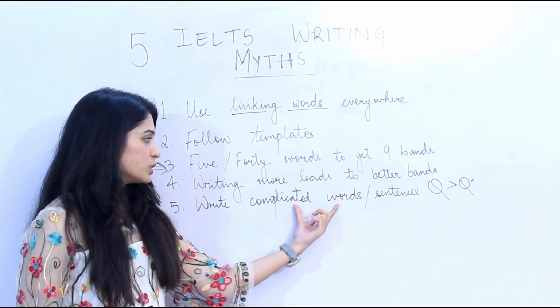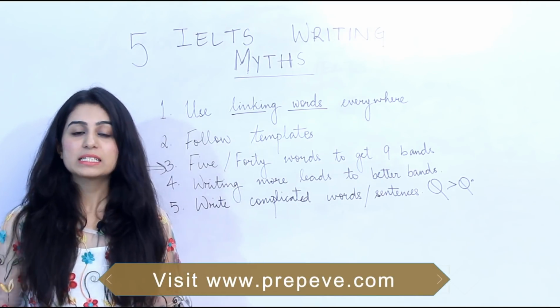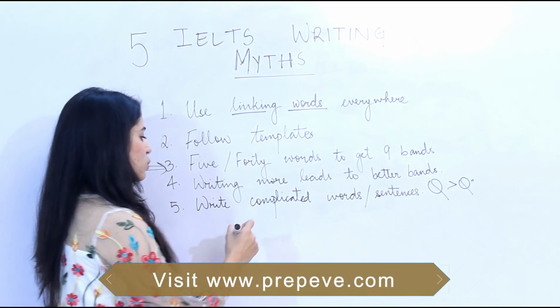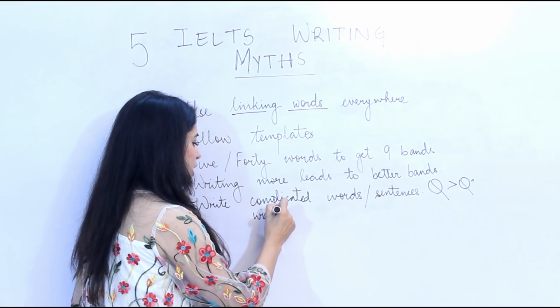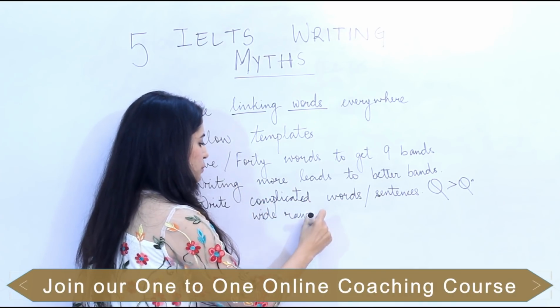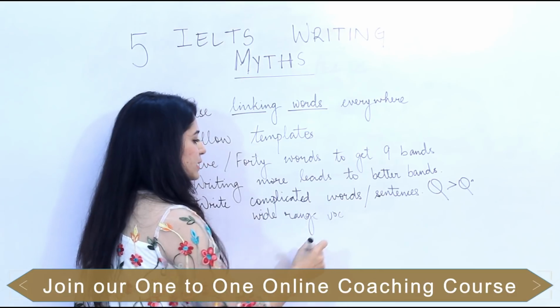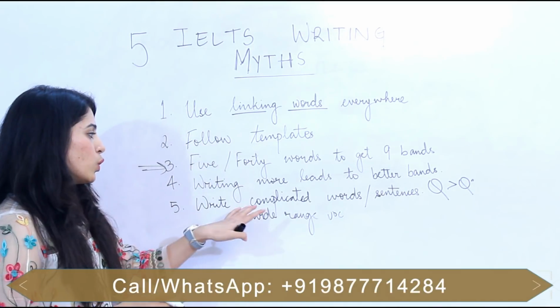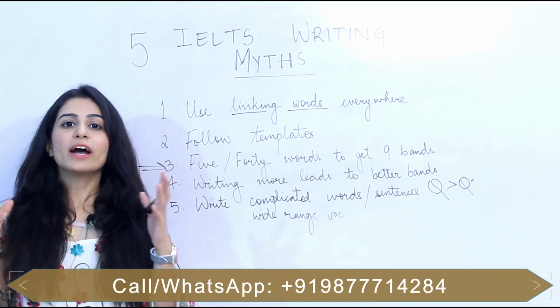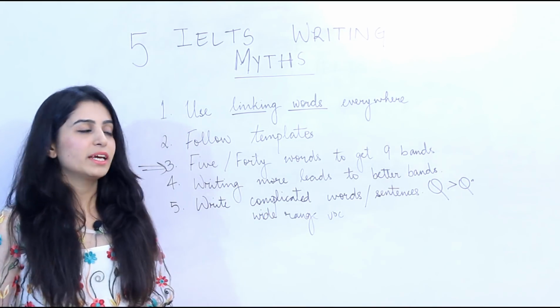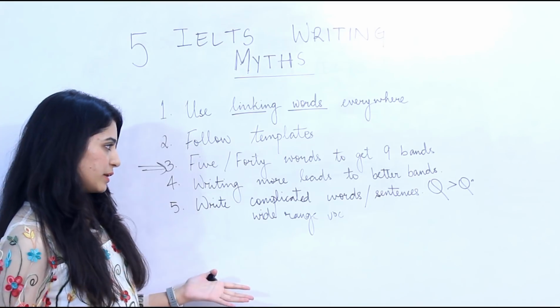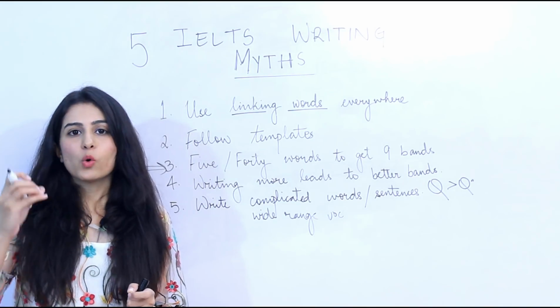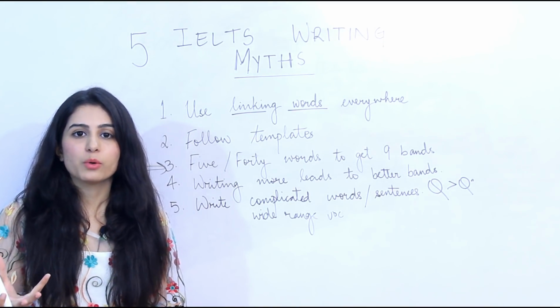When it comes to using complicated words, I would instead change it to using a wide range of vocabulary. Wide range of vocabulary would mean basically using different words, not repeating words. So I would suggest you to uncomplicate your vocabulary. In fact, uncomplicate IELTS by not focusing on using complicated words.